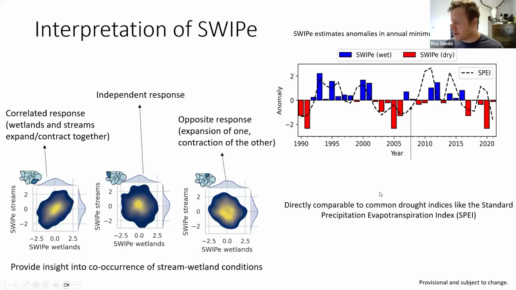You can also compare, so the SWIPE index is the first look at empirical observation on the landscape in terms of a drought index. So we wanted to compare this to an atmospheric drought index, the SPEI. And so you can see how the land surface in terms of surface water bodies changes in response to the atmospheric demand as indicated through the SPEI.